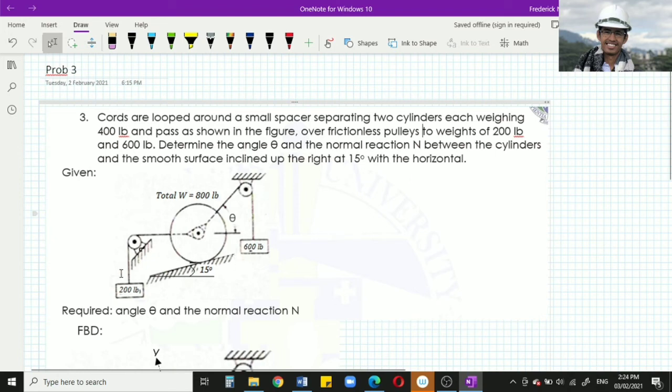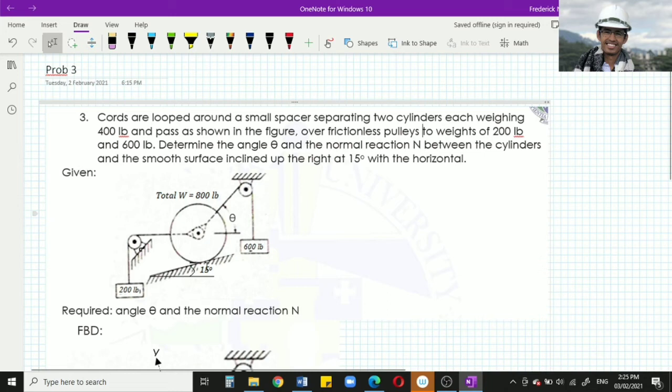Meron tayong chords. So, ito yung mga chords natin na nakaloop siya sa isang small spacer ng cylinder. So, we have two cylinders, each weighing 200 pounds. And meron tayong mga frictionless pulley. And given yung ating mga weight, which is 200 pounds and 600 pounds. So, ngayon, let us determine kung ano yung angle theta and yung normal reaction between cylinders and yung ating inclined surface.